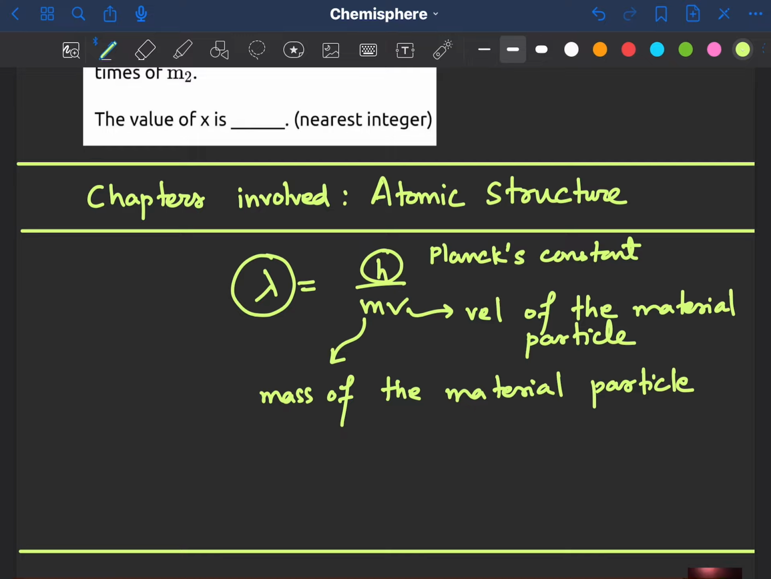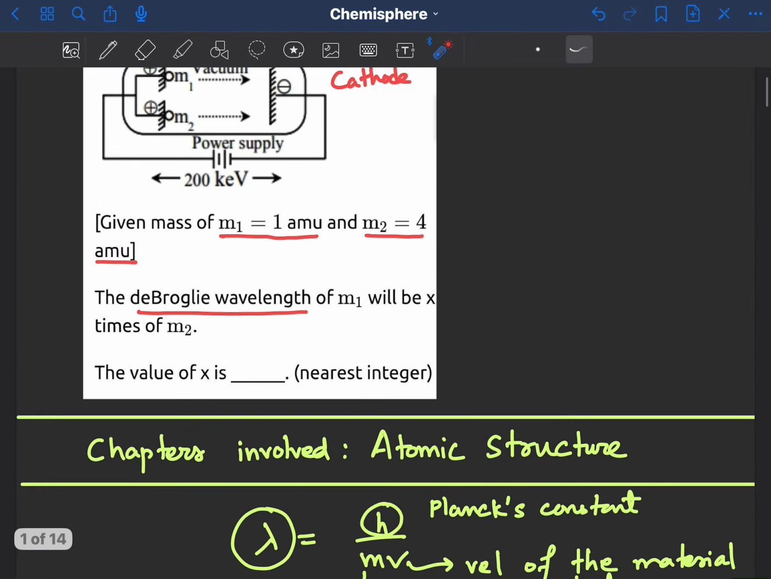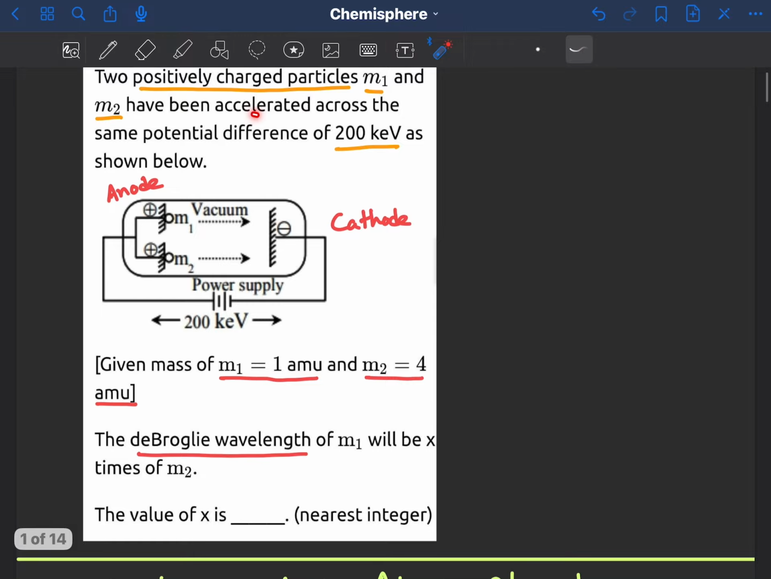So according to de Broglie, he said that even macroscopic particles will have wavelength associated, will have some wave character associated with it. So using this formula we can calculate the wavelength of a material particle. So this is h by mv. Okay, in this question, we don't have the velocity of the particles. We don't know the value of velocity of the particles, but one piece of information is given to us, that they are accelerated by a potential difference of 200 kilo electron volts.